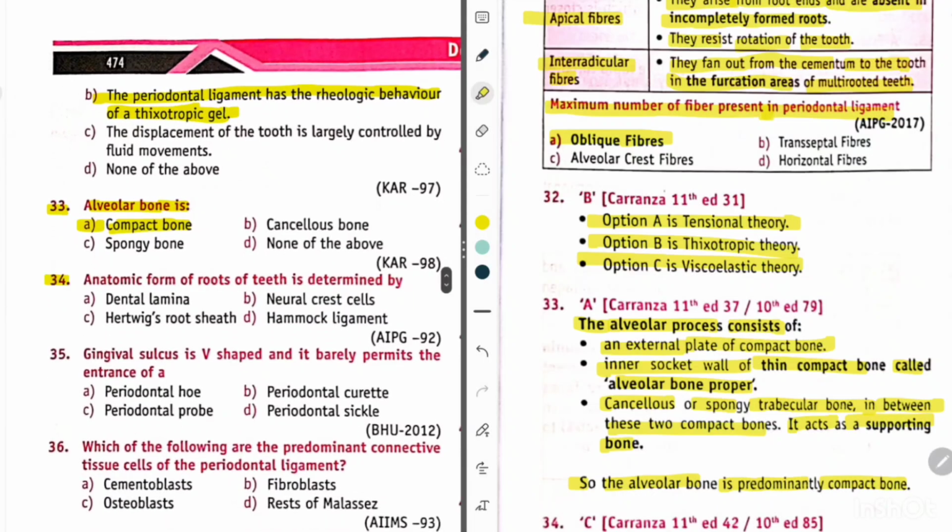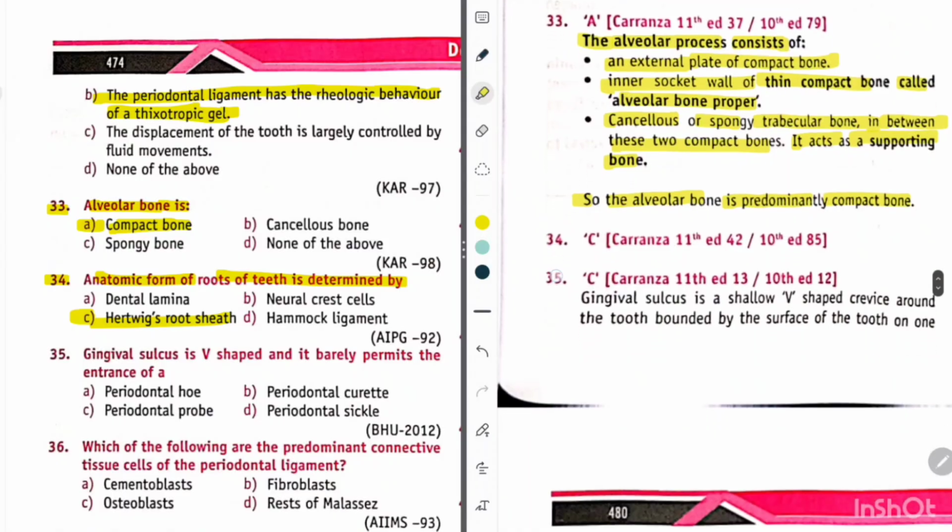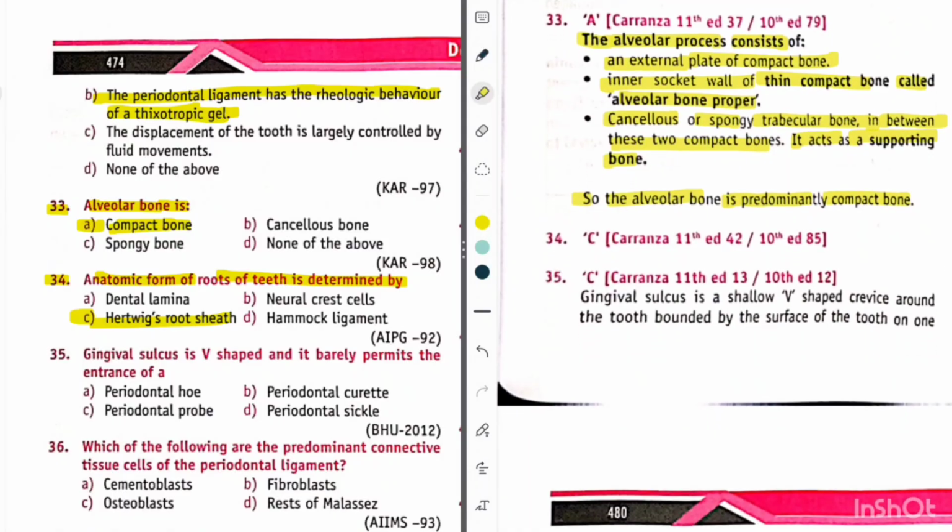Now question 34. Anatomic form of root of teeth is determined by option A, dental lamina, option B, neural crest cells, option C, Hertwig root sheath, or option D, hammock ligament. So its answer is option C, Hertwig root sheath. Anatomic form of roots of teeth is determined by Hertwig's root sheath.